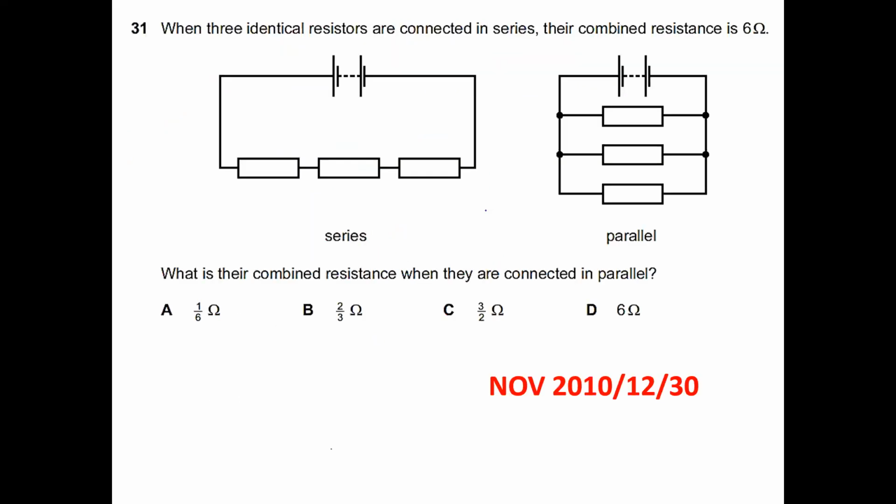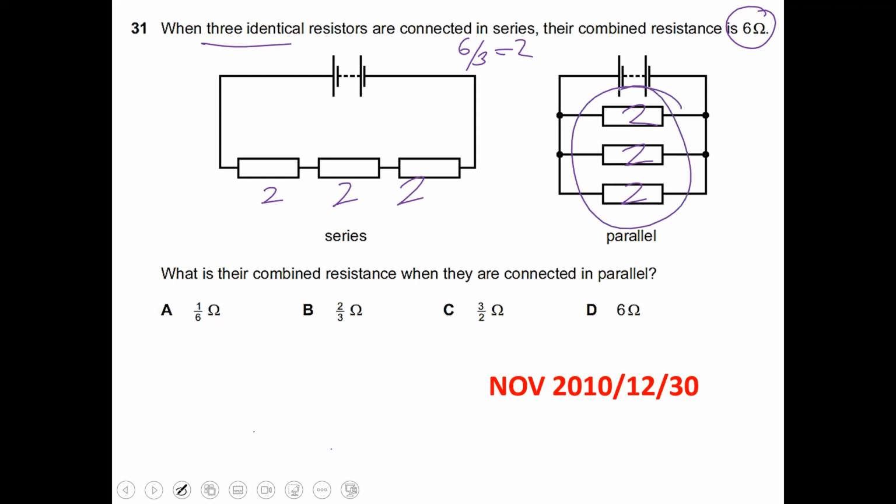Now, when three identical resistors are connected in series, their combined resistance is 6 ohm. What is their combined resistance when they are connected in parallel? Now, this question needs attention. The combined resistance is 6, and there are 3 resistors. So 6 upon 3, each one will be 2. So it will be 2, 2, and 2. So when they are connected in parallel, work out the parallel combination and let me know the answer.